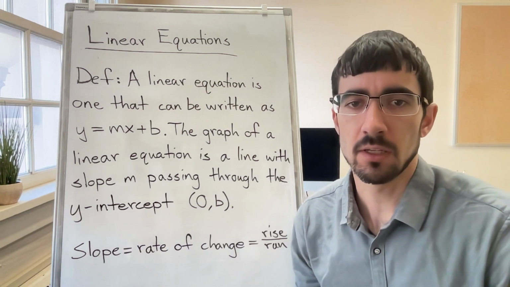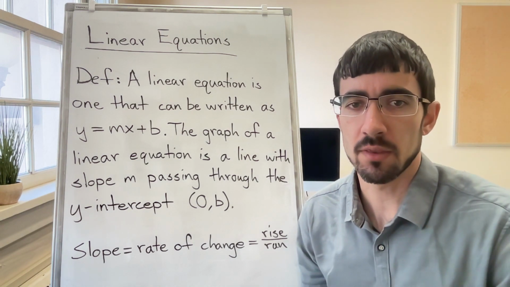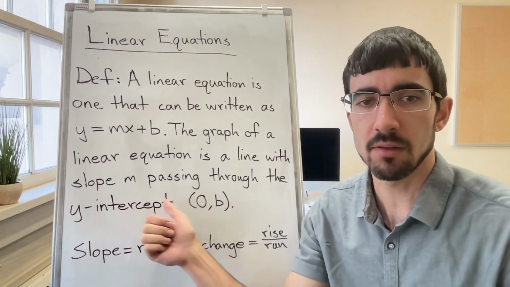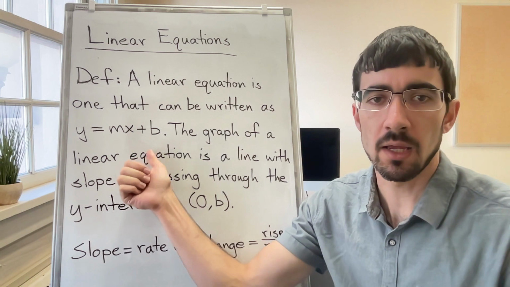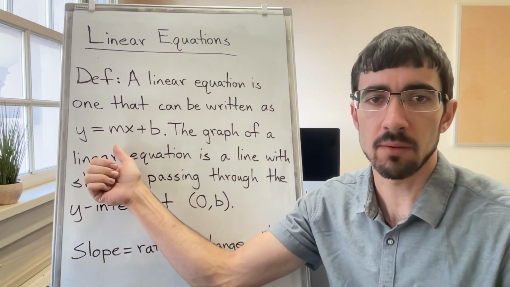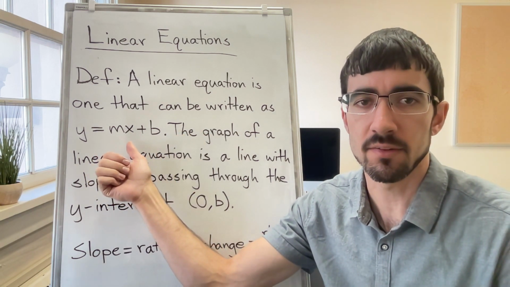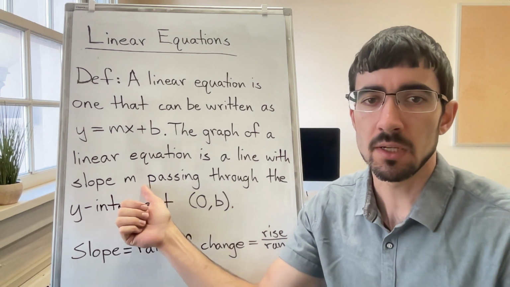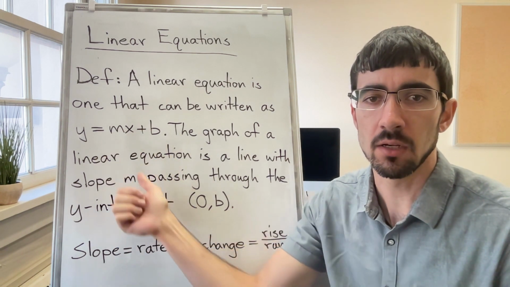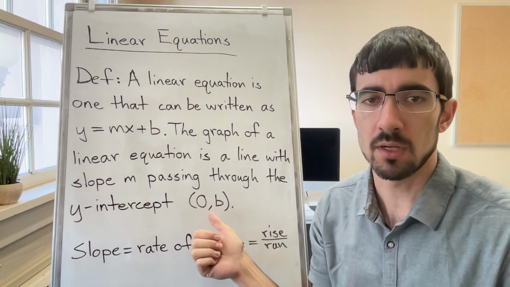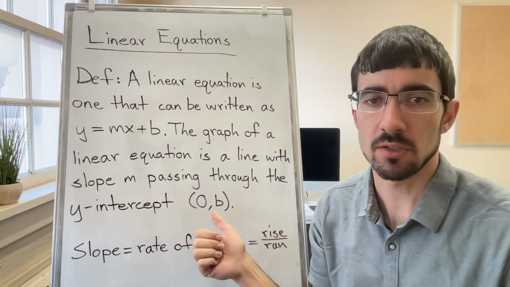The graph of a linear equation is a line with slope m passing through the y-intercept (0, b). So when you write a linear equation in this form, y equals mx plus b, this is sometimes called slope-intercept form because it gives you the slope of the line, that's the first coefficient, m here, and it also gives you a point on the line, the y-intercept.